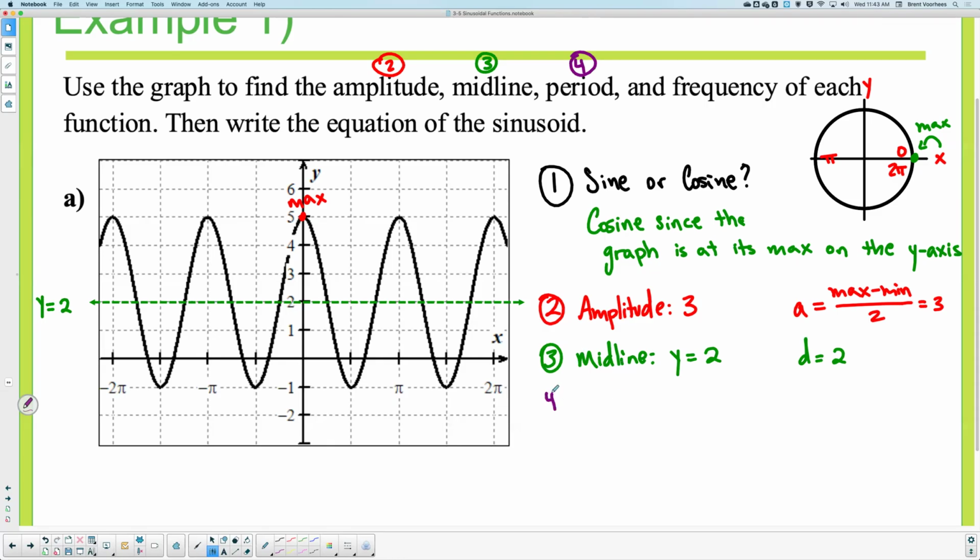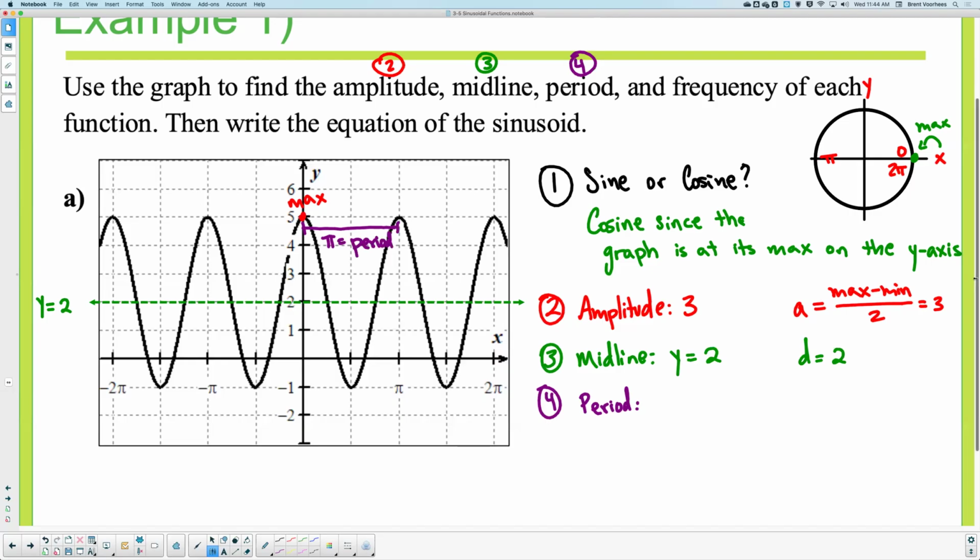So the period means one full cycle. When you look up here, I think it's easiest to go from max to the next max. And it's a horizontal distance. So I hear 2 as in 2 blocks, but look on the x. We go from 0 to, what does this second block represent? Pi. So pi is going to be our period. Pi is equal to the period.